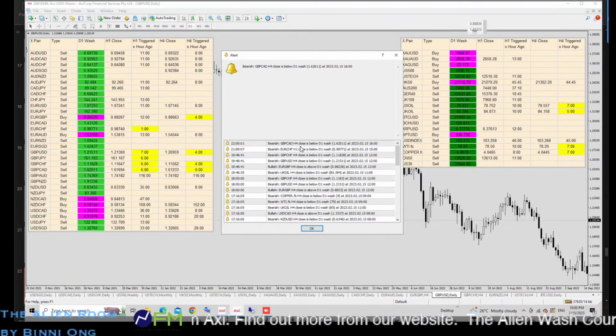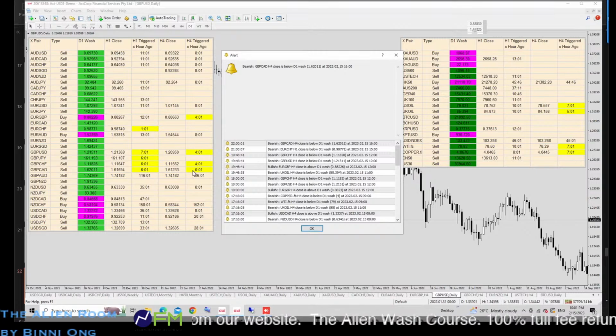See this one here? Pound cat H4 close is below Day 1 watch, at what time? Now, this is server time, but you know that this one will be 10 o'clock. Now, when you tally back to the dashboard, you can see pound cat sell. This is the watch line, but 6 hours ago it had already given you a warning. Now it shows an H4 close. So how do you use the dashboard? When it pops up, it tells you the signals that happened recently.